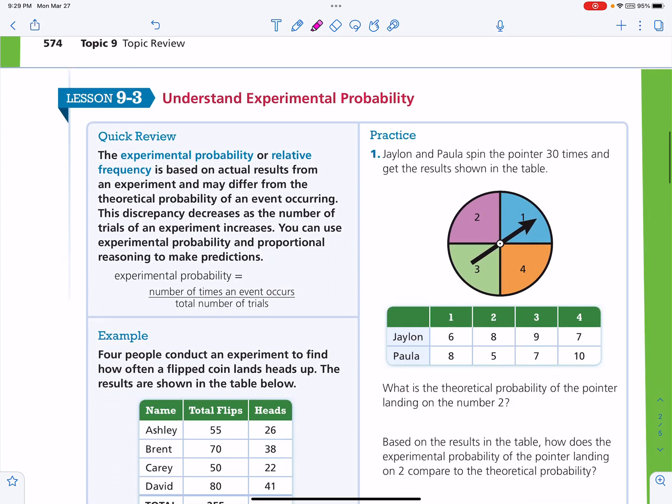All right, lesson 9-3, understanding experimental probability. Experimental probability is just running an experiment. So it's different than theoretical, because theoretical is what should happen. Experimental has some randomness to it. Okay, but remember, the more experimental you do, the closer it gets to that theoretical probability.